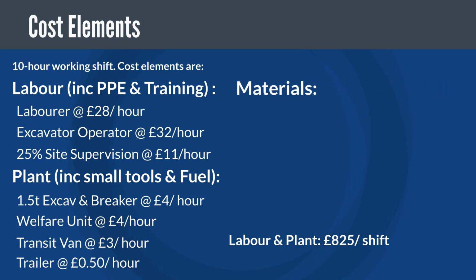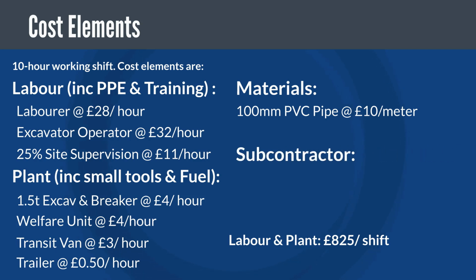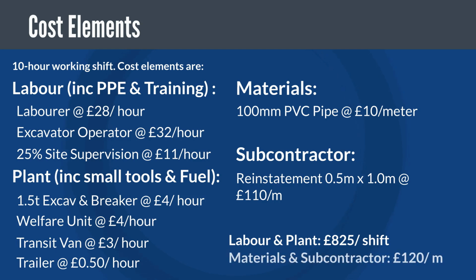Next up we have materials and subcontract cost. For materials we have a 100mm PVC pipe at £10 per metre. And finally, subcontractor cost, where we have reinstatement in asphalt footway 500mm wide by 1 metre deep, including backfill at £110 per metre. We've assumed all muckaway, backfill and surface reinstatement will be managed by the reinstatement contractor.